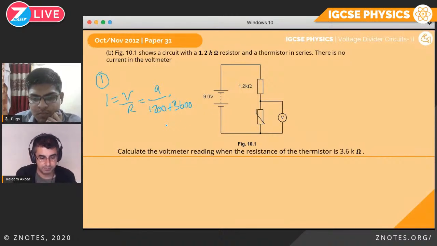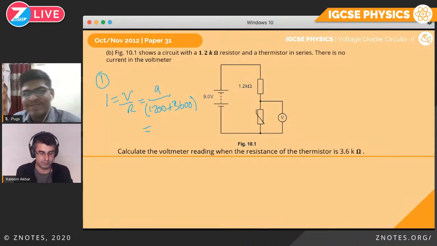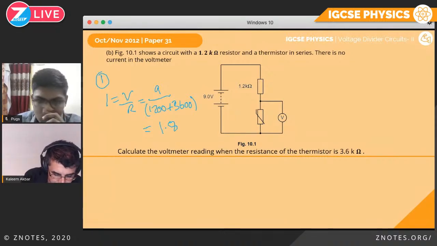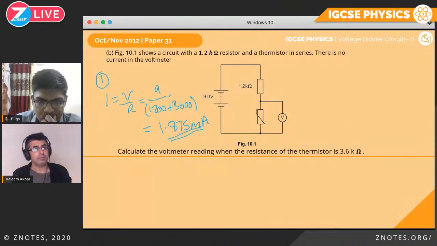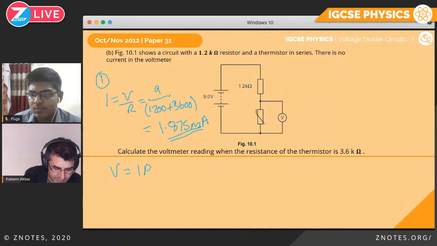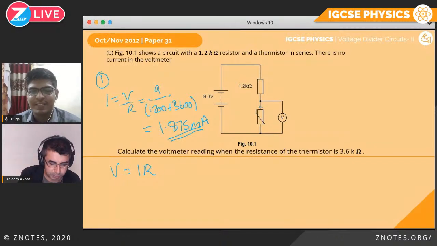What am I going to do here? I am going to find the total current. So let's just do that. And let me put brackets in the right place for the purists. So 1,200 plus 3,600, 9 over that. And I get 1.875 milliamps, or 1.875 times 10 to the minus 3. Now what do I do? Because I know current is the same at all points in the series circuit, V equals IR again, and this is where students are like, you're using the same formula. I know, but now I'm only going to specifically look at that point.